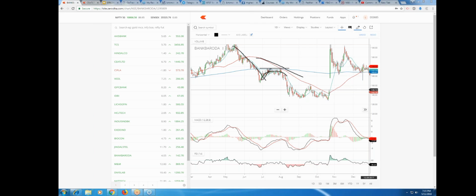Where is going to be your entry? Nowhere in this area. You have to wait for the candles to come below 10 moving average and see how it has fallen after that.